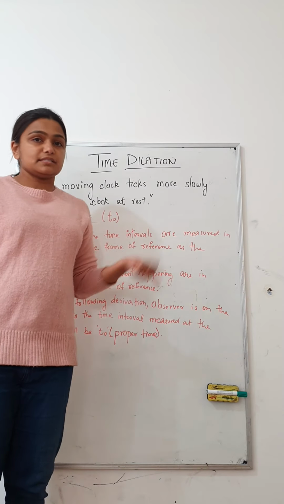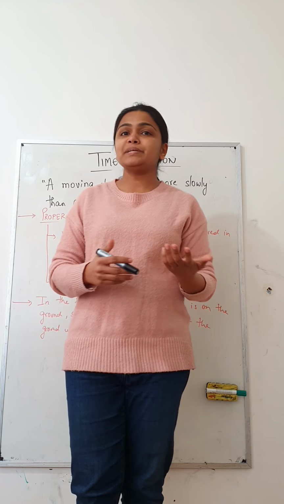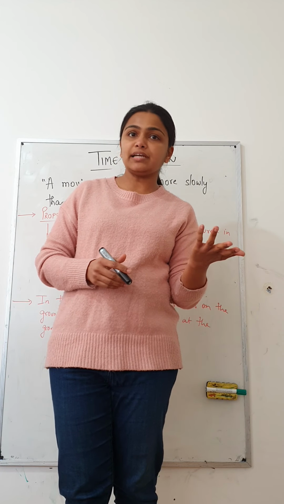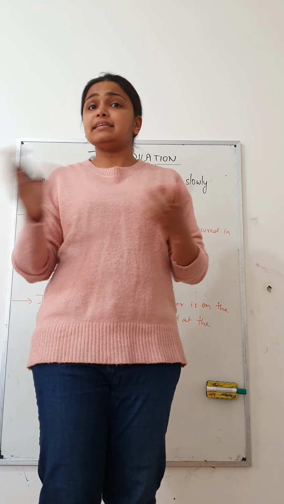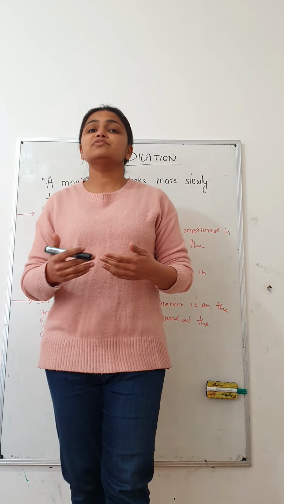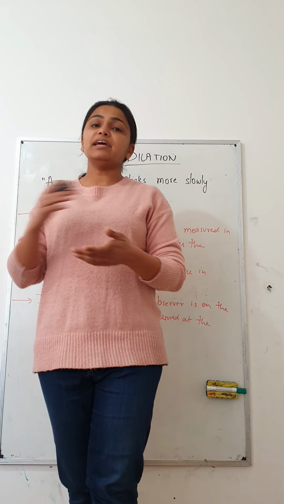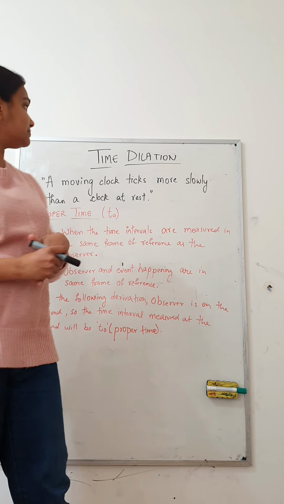Today's topic is time dilation. We have already seen that where the speed is very much less than the speed of light, relativistic and Newtonian mechanics agree. But as soon as we talk about higher speeds, Newtonian mechanics fails and we have to replace it with relativistic theory, or special relativity.